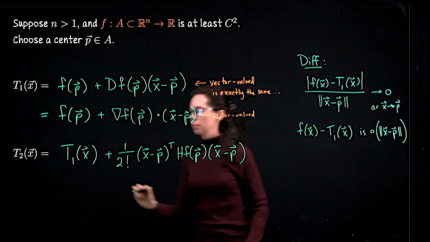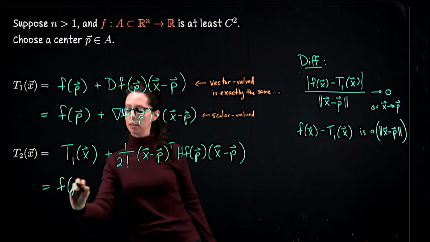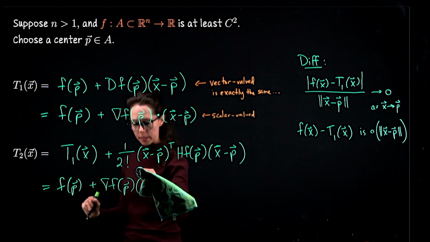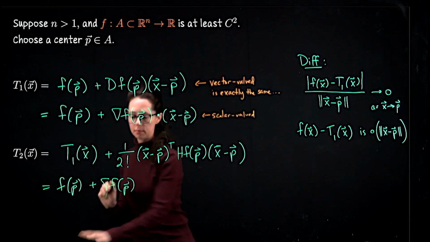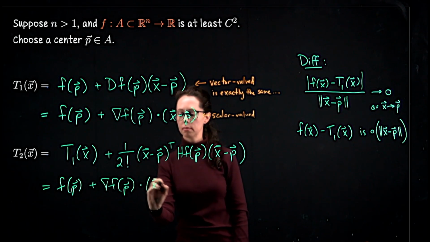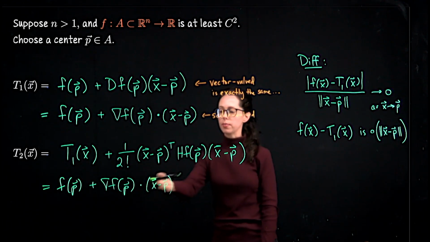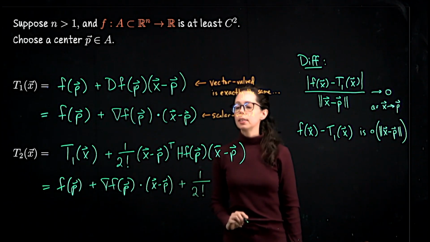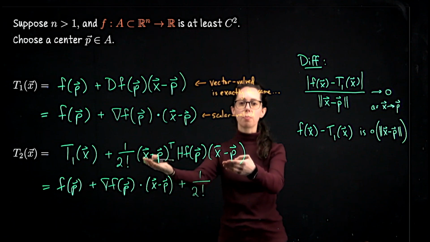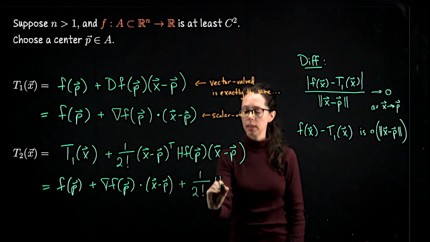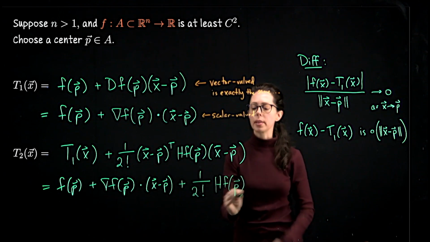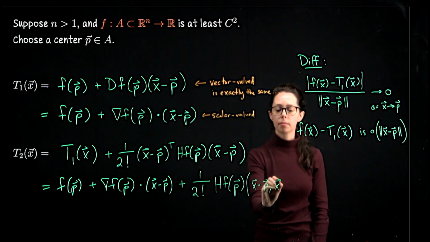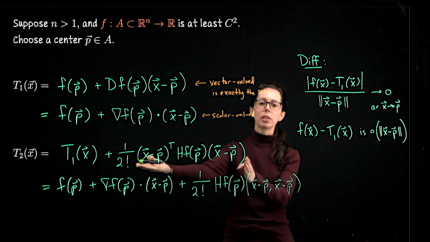Just to rewrite this, this is f of p plus the gradient of f at p dot x minus p, so that's vector dot product, plus 1 over 2 factorial times the Hessian acting on the pair of vectors x minus p, x minus p. And that is the form that we will put it in just a moment. So this is a bilinear form, and it acts on x minus p paired with itself, where that action is this matrix triple product.